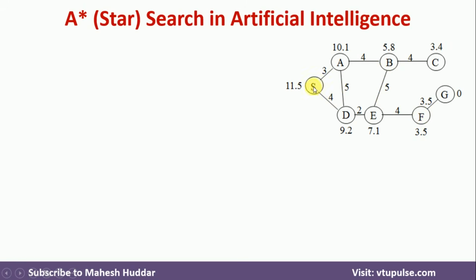11.5 is the heuristic value of S. The meaning of this is that the probable distance from S to G is 11.5. Similarly, we have 5.8 on top of B, which means the probable distance from B to G is 5.8, and so on. So for every node we have a heuristic value, and between a pair of nodes we have a distance. Using this, we have to find the path which will give us the minimum cost, starting from S to G.